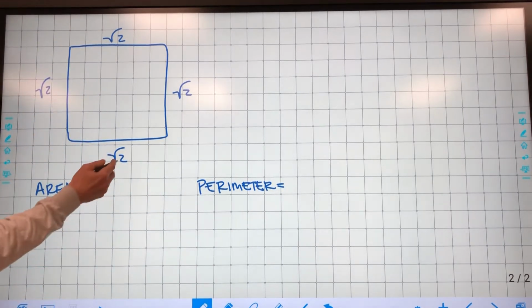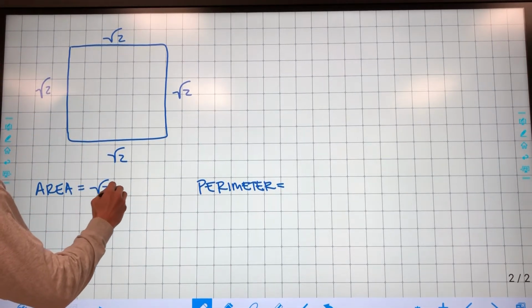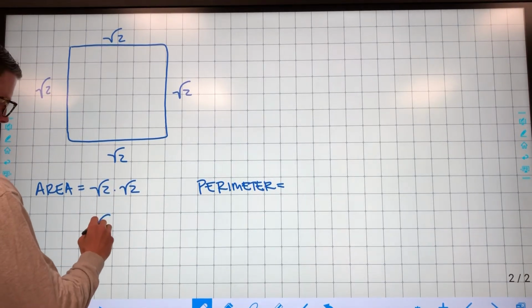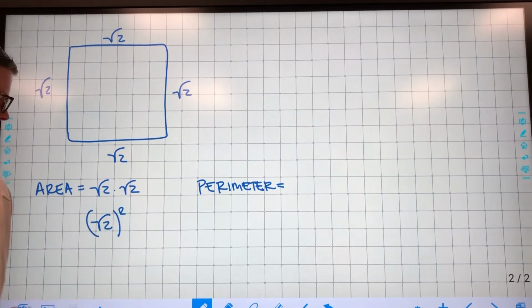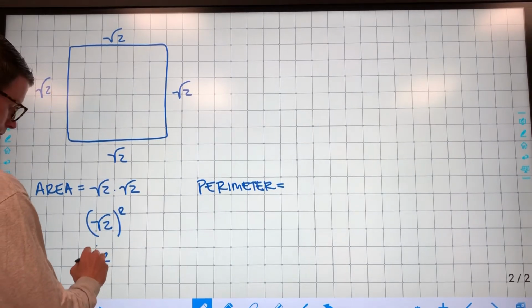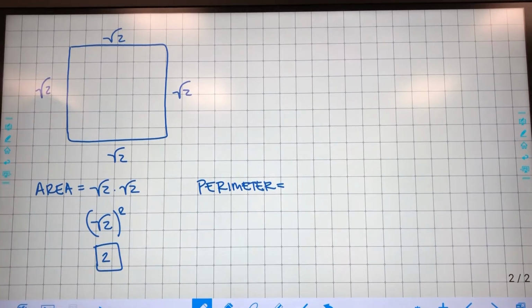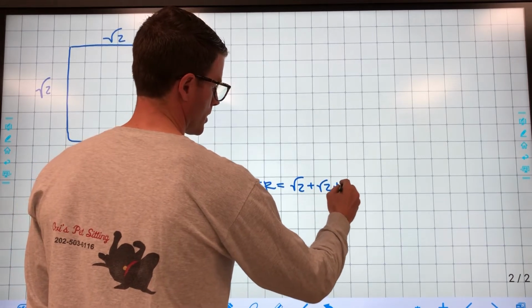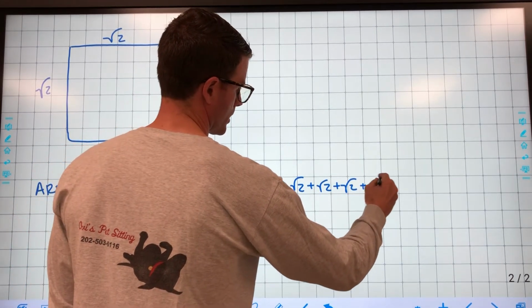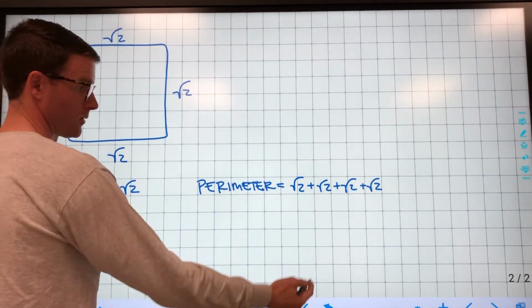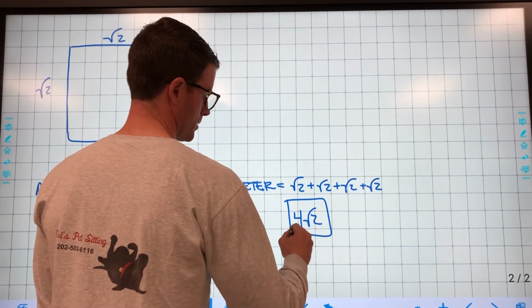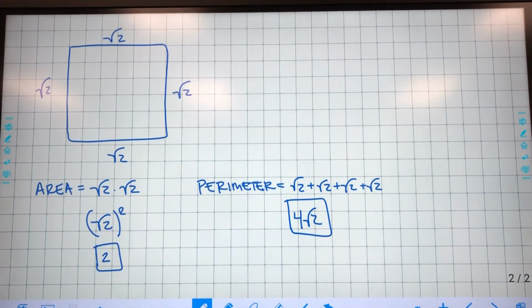My area is going to be root 2 times root 2, base times height. Root 2 times root 2 is just root 2 squared, which is just 2. My perimeter is going to be root 2 plus root 2 plus root 2 plus root 2. So I have 4 root 2's that I'm adding together. That's just 4 root 2.